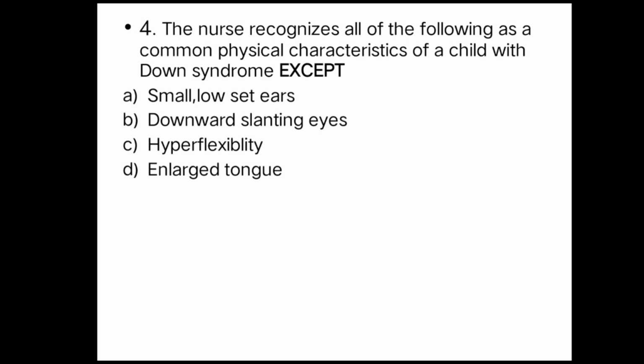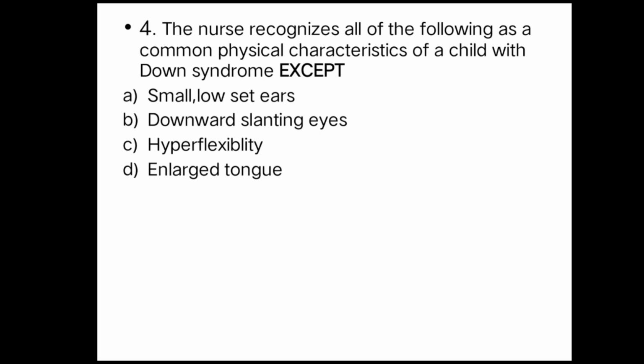In a child with Down syndrome, they will have small and low-set ears. What is meant by low-set ears? When we draw a line from the outer canthus to the ear, we will be able to touch the ear. But in children with Down syndrome, it is difficult to touch the ear because the ear will be very low. That is known as low-set ears.